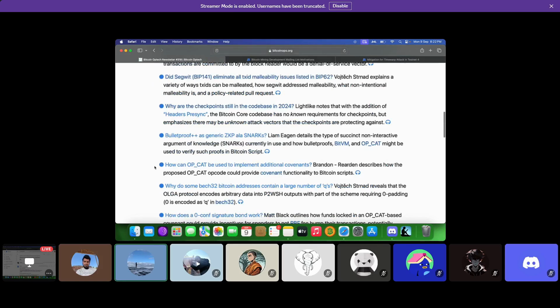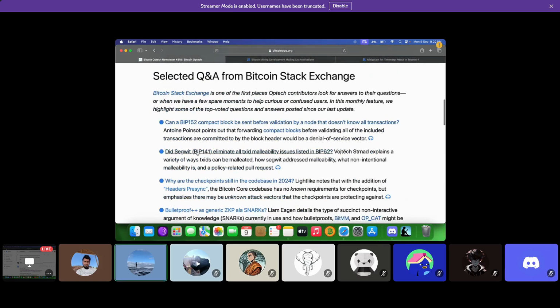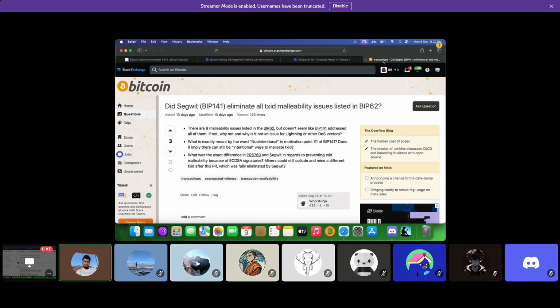Yeah, I can talk about the second one. Did BIP 141 eliminate all TXID malleability issues? Okay, I'll give some background about this. Last week, a friend of mine, a Bitcoin Core developer, and I were having a conversation about whether SegWit fixed transaction malleability, or whether BIP62 had already proposed to fix transaction malleability before BIP 141. And PR 6769, if anybody gets time, is a PR that was opened by Greg Maxwell. It fixed transaction malleability before SegWit, right? SegWit happened in 2017. This PR was opened in 2015 by Greg Maxwell.